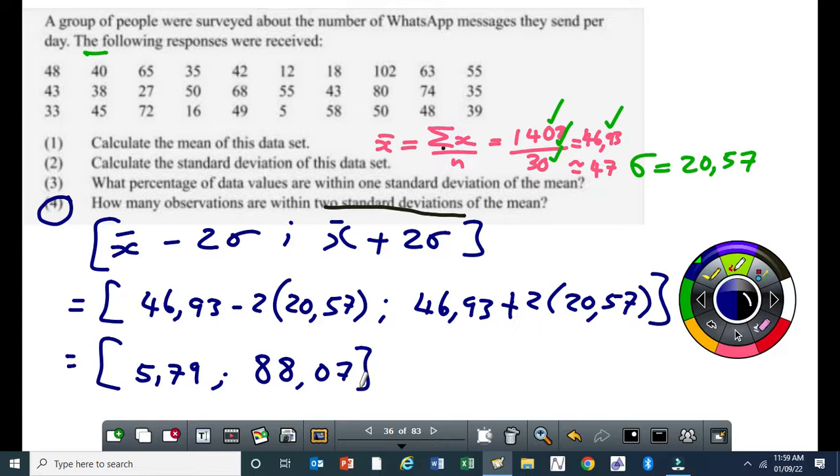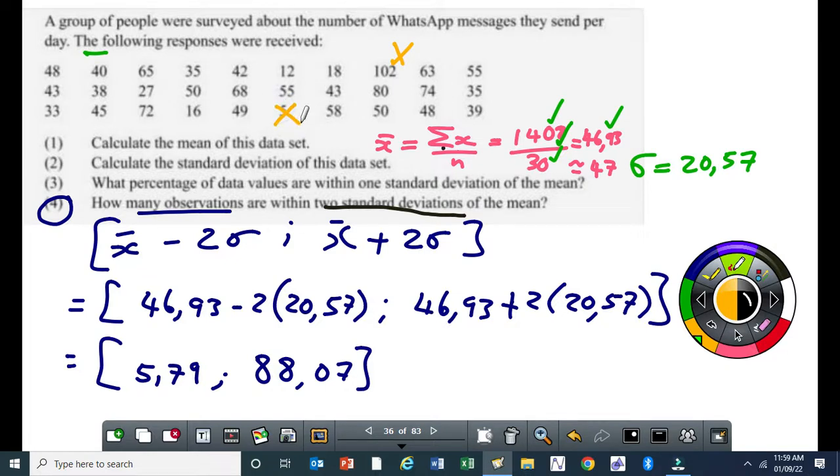Now, what does the question say? The question says, how many observations? Now, we are not calculating a percentage. It's just the number of values in the data set that are within 2 standard deviations. Let's eliminate those that are outside this interval. If we start with the first row, we have that 102, we don't want it, so we put a cross there. Then the second row, we need all of them. The third row is only this 5.